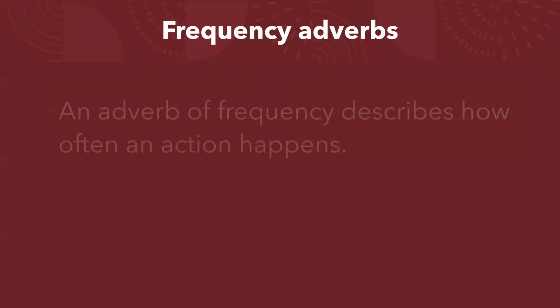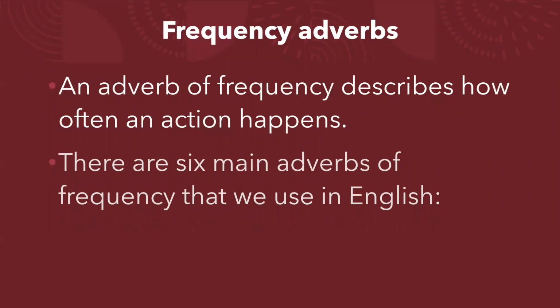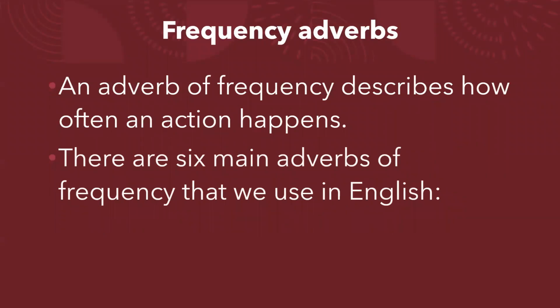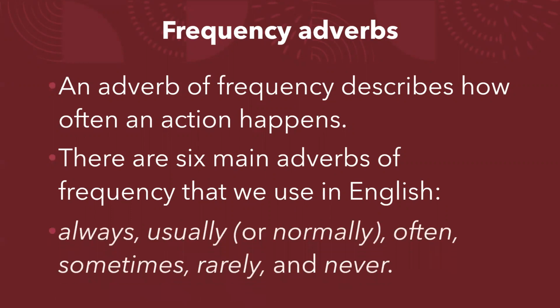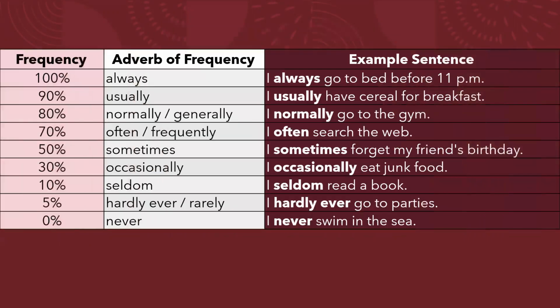Frequency adverbs. An adverb of frequency describes how often an action happens. There are 6 main adverbs of frequency that we use in English: always, usually or normally, often, sometimes, rarely, and never. Remember that we have this chart from Unit 2 on exercise 1.3. Let's review.